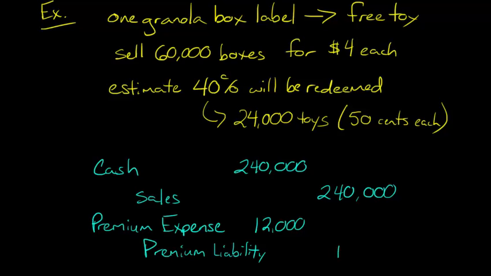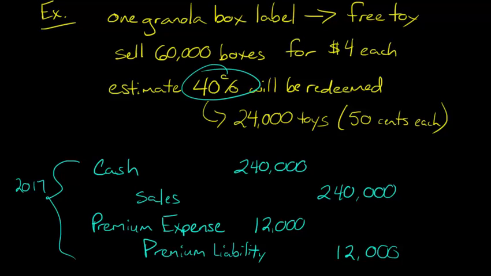And this is being recognized in the same period that we have the sales, right? This is the same year. Let's say this is 2017. So immediately, before we even know how many are actually going to be redeemed, we just make an estimate, and then we record the liability and the expense. We're basically matching the sales and the expense in the same period, which makes sense. We're doing a good job matching here.